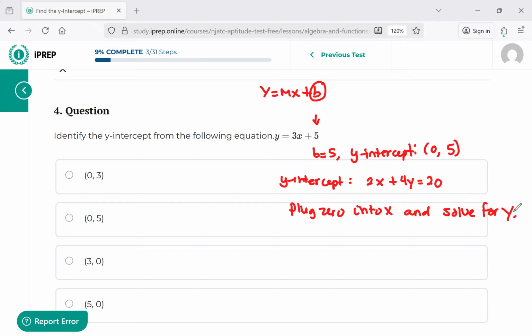Right? That's it. In this case, because it's in the form y equals mx plus b, my b is 5, or my y-intercept is 5. So it's 0, comma 5, this one.